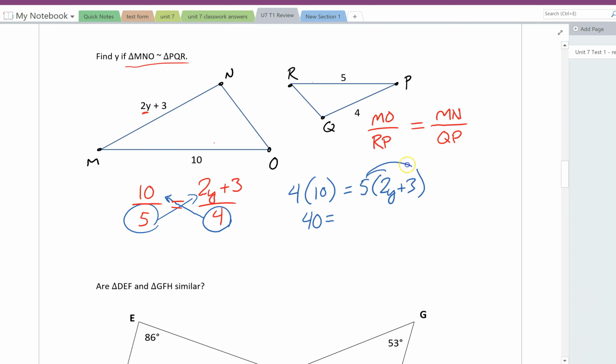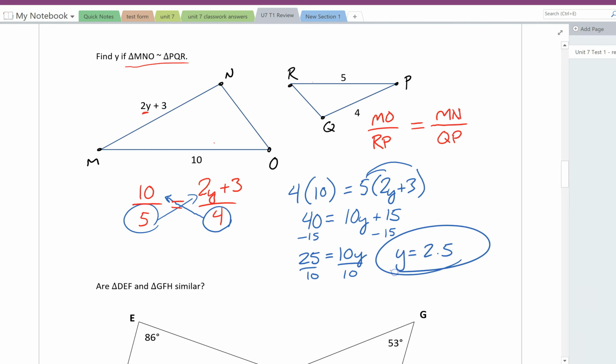I have to distribute the 5 over here. 5 times 2y would give me 10y. 5 times 3 would give me 15. And now I just have, I guess, a two-step equation to solve. I'm going to subtract 15 from both sides. It's going to leave 25 being equal to 10y. Then I'm going to divide both sides by 10. Y is going to be equal to 2.5.